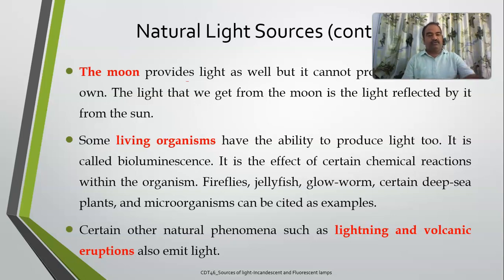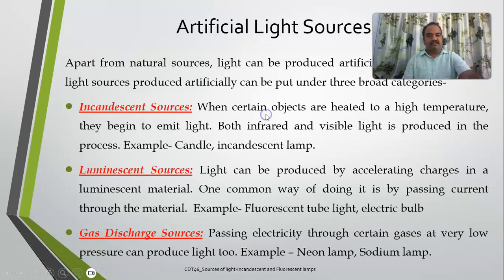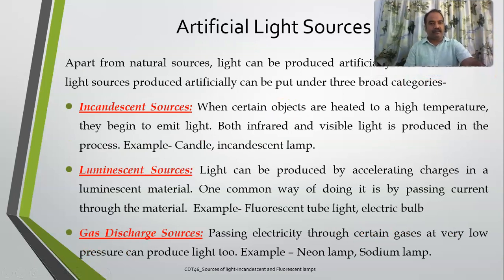Now we move on to the artificial sources. Apart from these natural sources, light can be produced artificially too. There are different light sources which are employed to produce artificial light. Broadly, they are classified into three types. The first and foremost is the incandescent lamp, which was the first lamp developed, or incandescent sources. In incandescent sources, the principle is very simple.